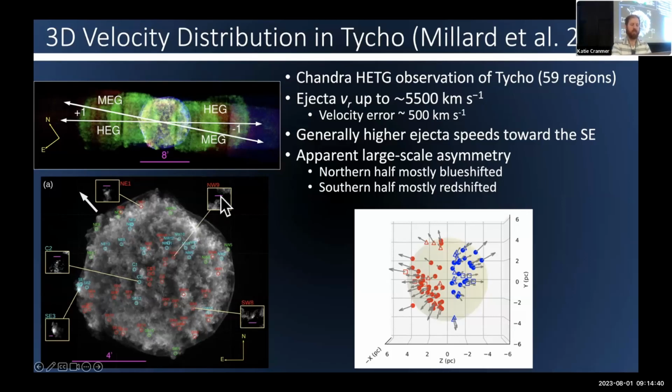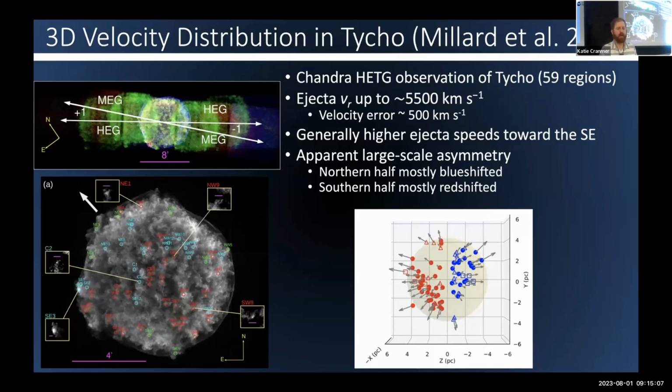And this gives you some idea of the morphology of each. They're roughly about 10 arc seconds across. So we were able to measure relatively high speeds of up to 5,500 kilometers per second, which were comparable to the proper motion measurements that we did, which suggests that in general, of course, Tycho is spherical. Well, that's kind of obvious.